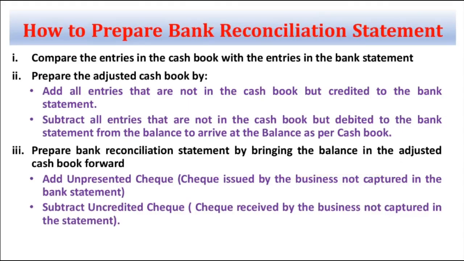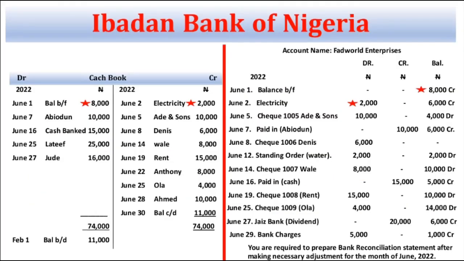Then the next step is to subtract uncredited checks. When we talk about uncredited checks, we are talking about all those checks that the business received but presented to the bank after the bank statement has been prepared. That is, all those checks that appear under the debit side of the cash book, that is, the business received the check, but they do not appear under the credit side of the bank statement. We call them uncredited checks. Just like I said, in the cash book, all those entries at the debit side are expected to appear under the credit side of the bank statement.